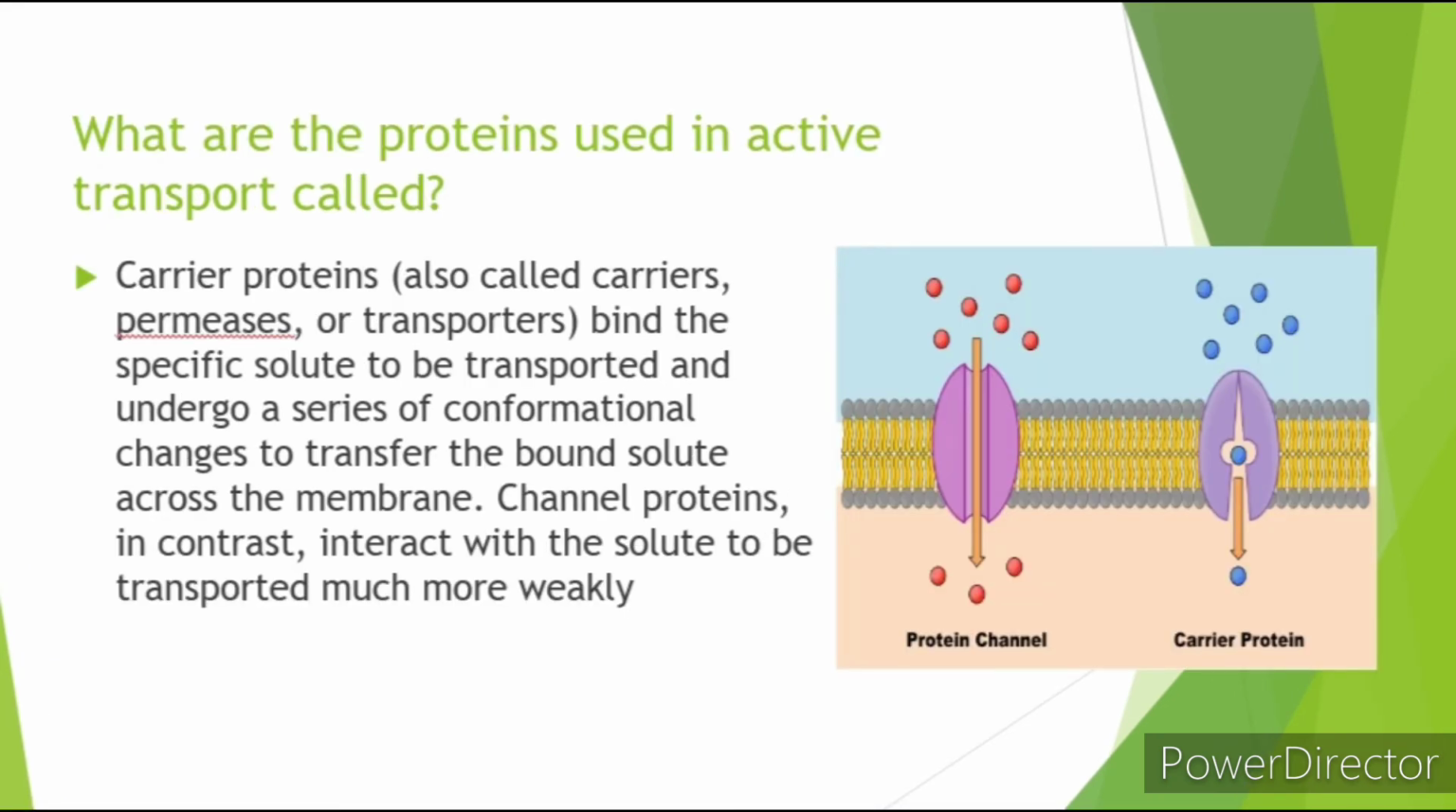What are the proteins used in active transport called? Carrier proteins, also called carrier permeases or transporters, bind the specific solute to be transported and undergo a series of conformational changes to transfer the bound solute across the membrane. Channel proteins, in contrast, interact with the solute to be transported much more weakly.